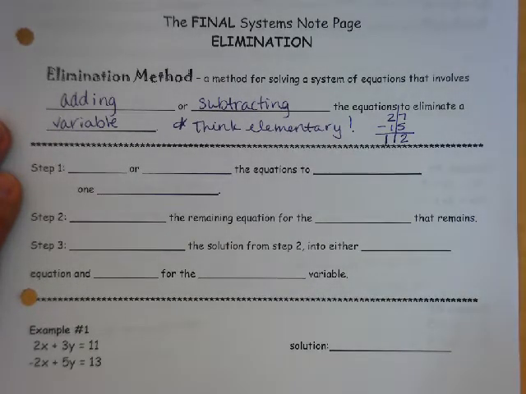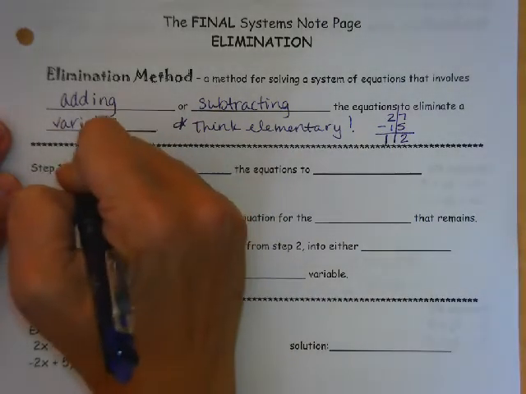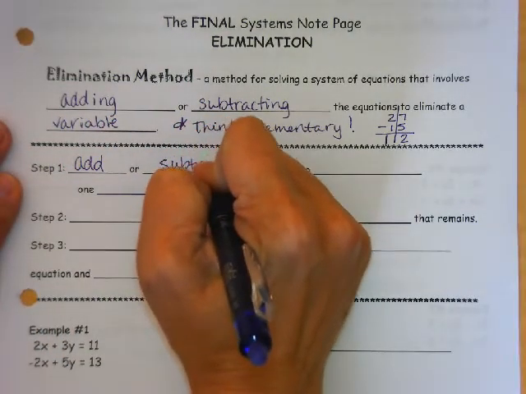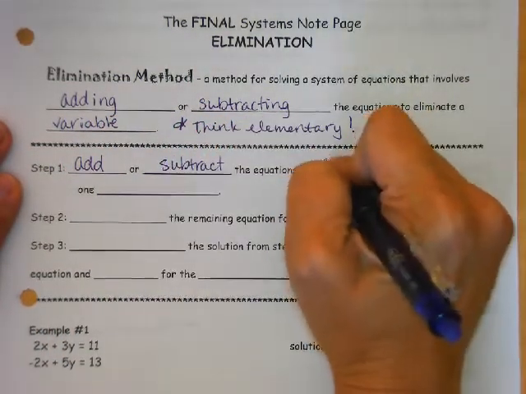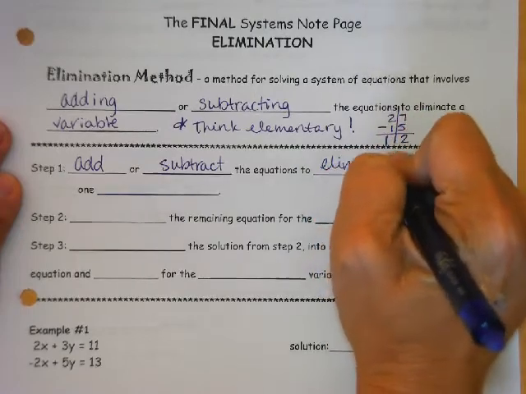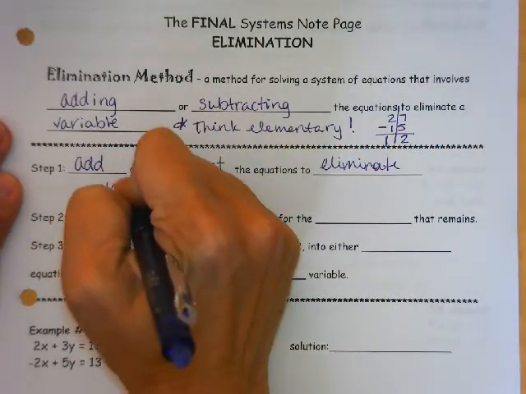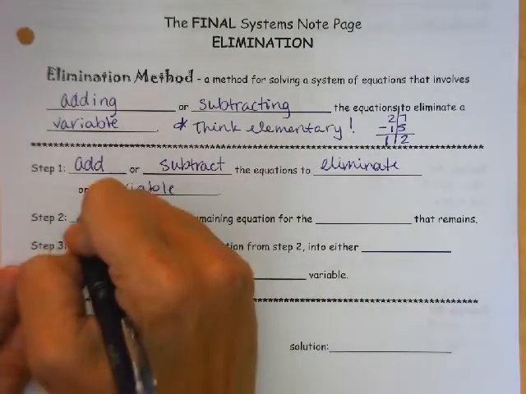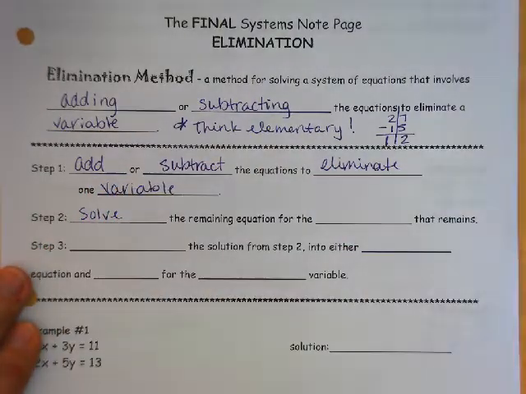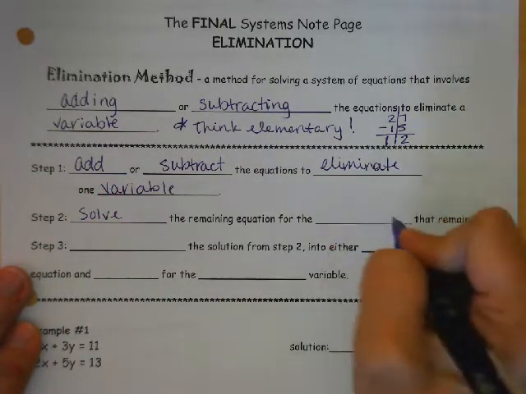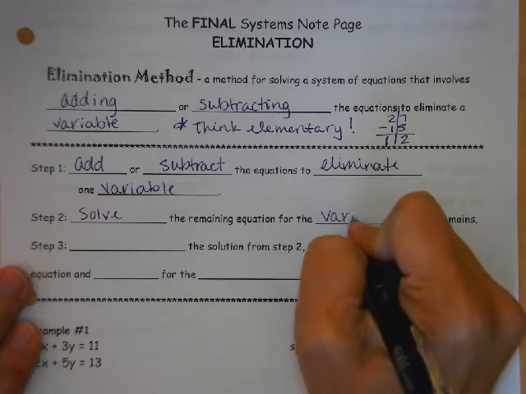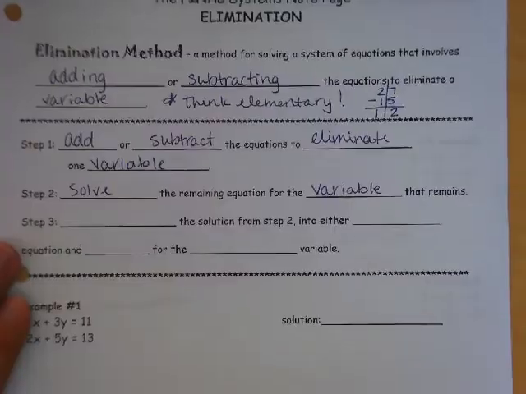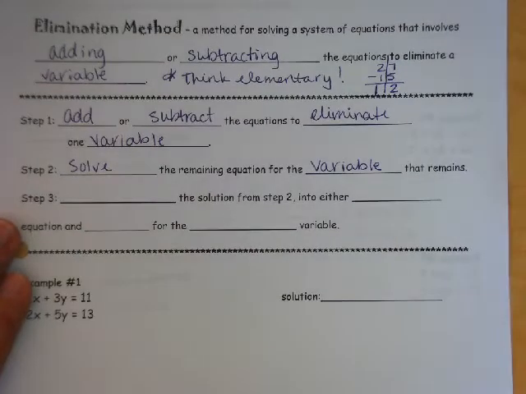So step 1 is to add or subtract the equations to eliminate one variable. And then we're going to solve the remaining equation for the variable that remains. Now I know that you're like, what? This is just a bunch of words. Just trust me. I will show you the steps with the math in a moment.